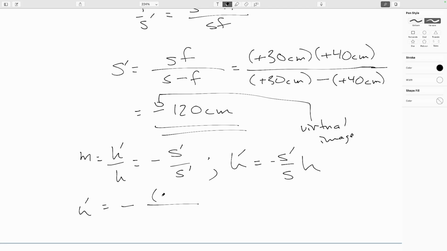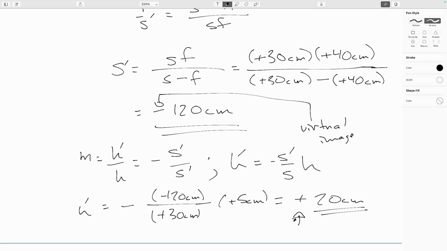Then the s prime is minus 120 centimeters. I got to have that one too, or things aren't going to work out right. Over plus 30 centimeters times plus 5 centimeters. Now you see both of these minus signs cancel, and this gives me a plus 20 centimeters. And this tells me that the image is upright.